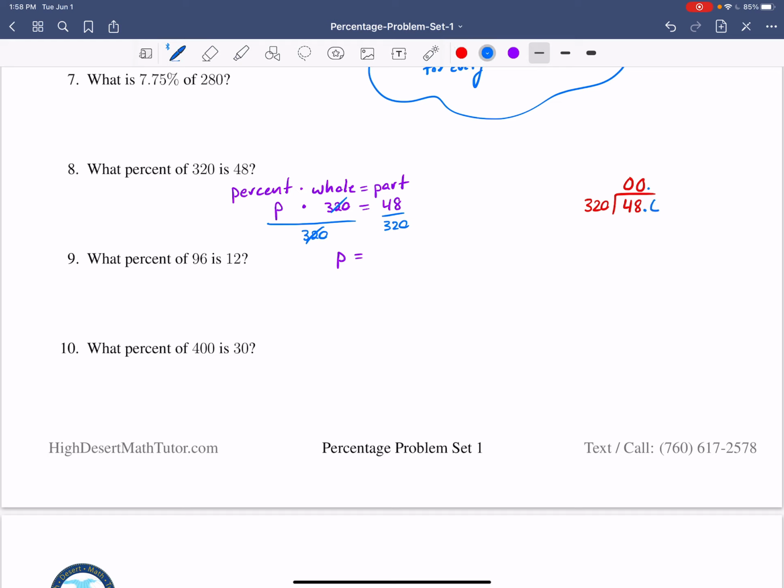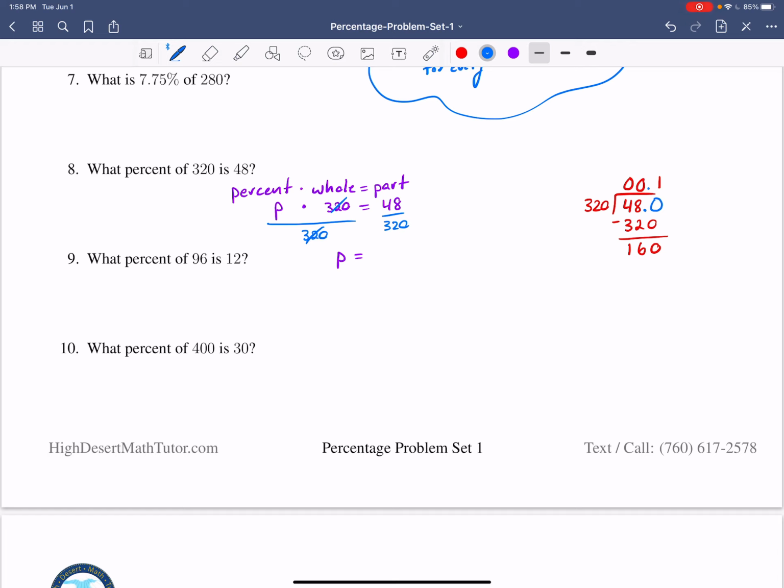And we can add a 0. How many times does 320 go into 480? The answer is 1 time. So 320 times 1 is 320. So we'll subtract that. And 0 minus 0 is 0. 8 minus 2 is 6. And 4 minus 3 is 1.